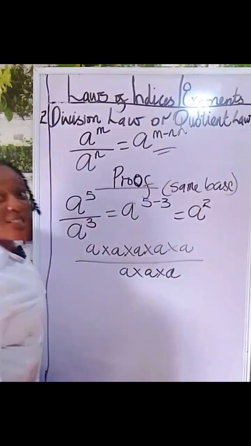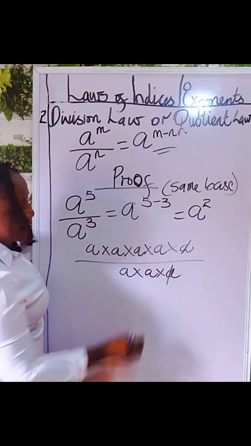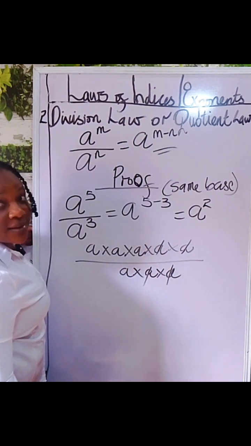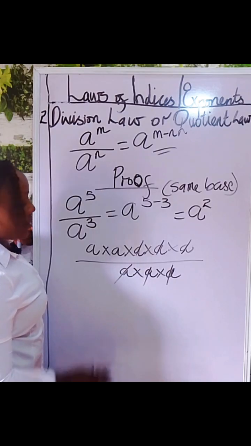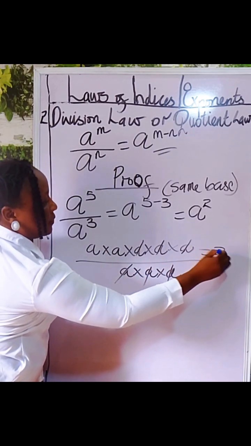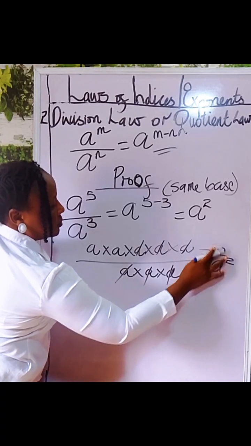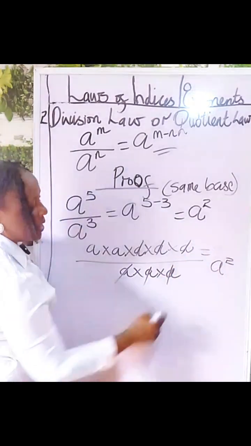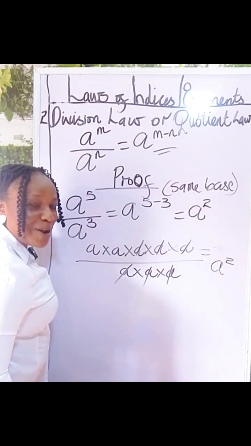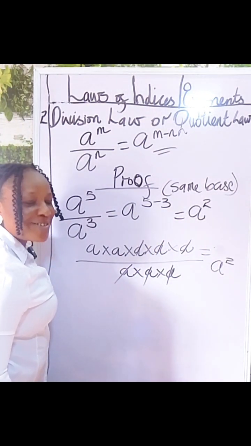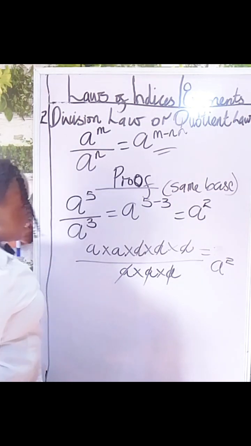Very good. Well, let's do our normal division. This will cancel this. This will cancel this. This will cancel this. What is remaining? We only have 2. So that is our A raised to power 2. Have you seen that it has proven that rule? Very good. The rule is consistent and correct.